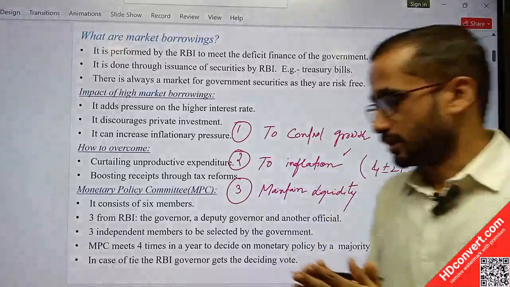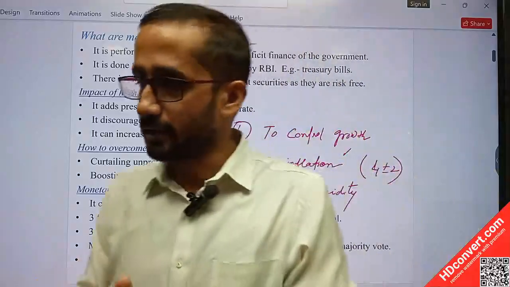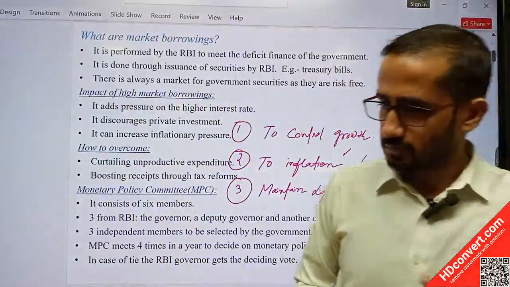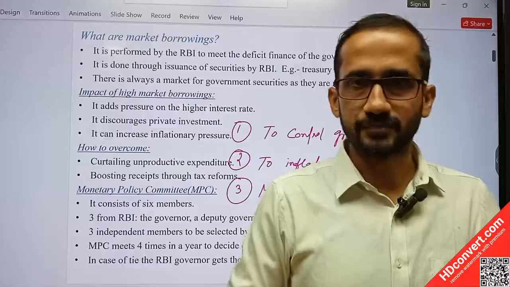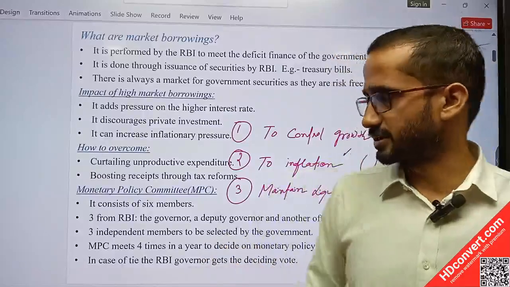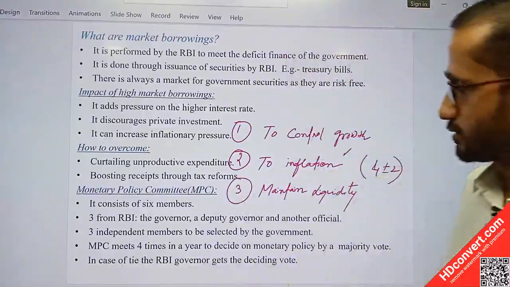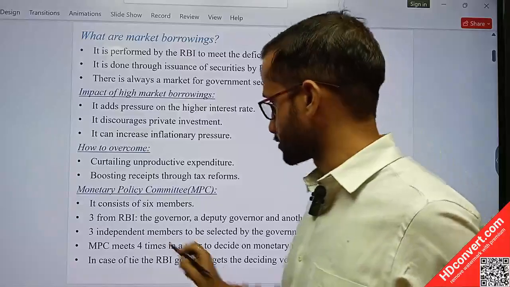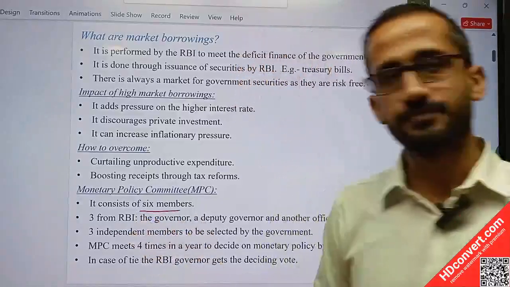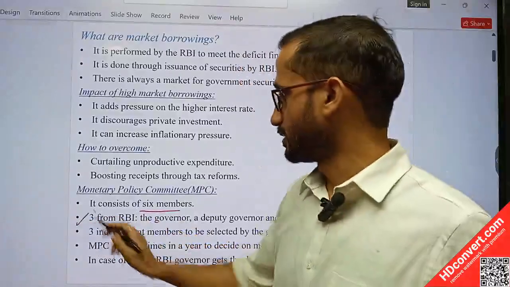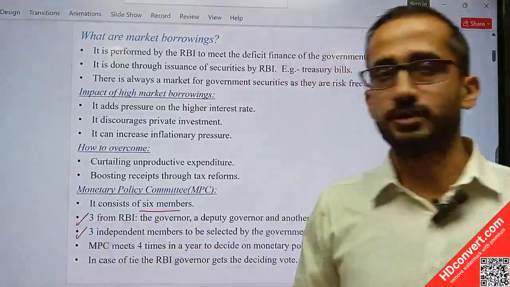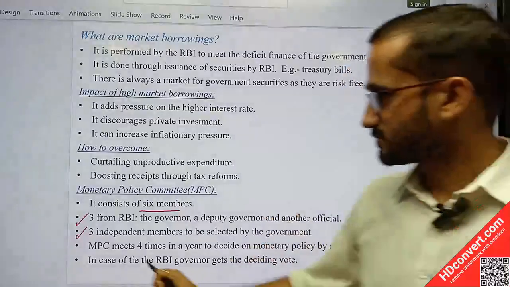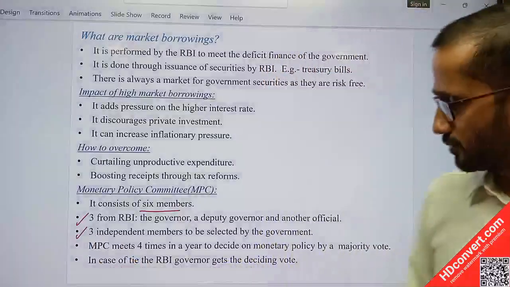Now, monetary policy is determined by a committee, the monetary policy committee. Initially, monetary policy was solely determined by RBI. But later, in 2016-17, the government formed a monetary policy committee, which consists of 6 members. Three members are from RBI itself, and 3 independent members are appointed by the government. It is headed by the governor of RBI.